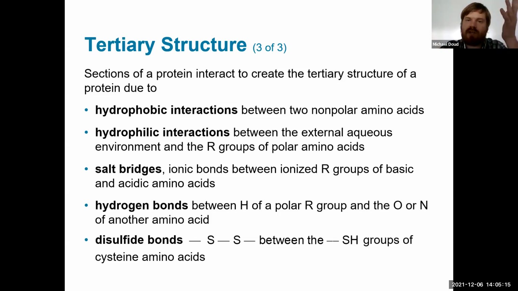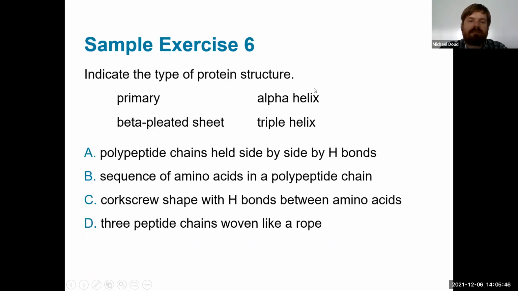Hydrogen bonds, of course, we've talked about these before. That's where you have, again, the hydrogen from a polar R group interacting with an oxygen or a nitrogen of another polar R group. And then finally, disulfide bonds, in particular linkages that have occurred between cysteine amino acids. So that's where cysteine has a thiol, that's SH, but you can form a disulfide bridge bonding the two by removing the hydrogens.